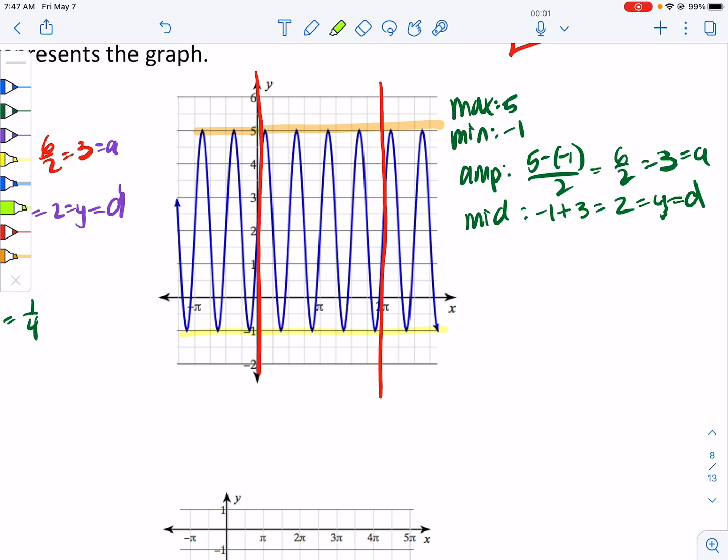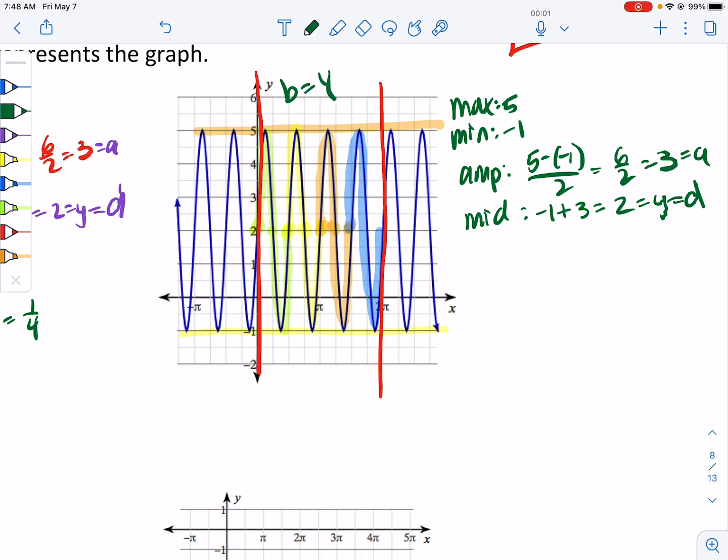In between my red lines, I start in the midline, and I go one cycle. So we're in the middle, so I go 3 middles. Then I'm going to count another one, 3 more middles, and then I have another one, 3 more middles, and then I have another one, and that gets me to 2 pi. So I've got 1, 2, 3, 4, so our b value is 4.